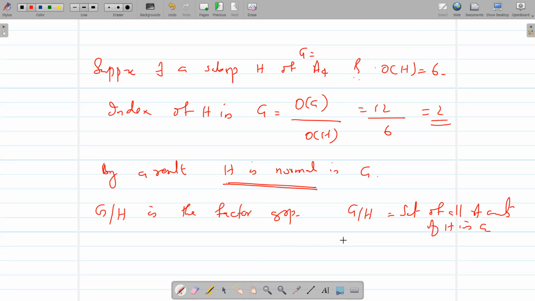Now, what is the order of G by H? It is the total number of all right cosets. That is the index of H in G, which is equal to 2. So the factor group has only two elements. That is, H has only two right cosets. Those two right cosets are the members of G by H. One of them is H, and the other will be HG, where G belongs to A4.